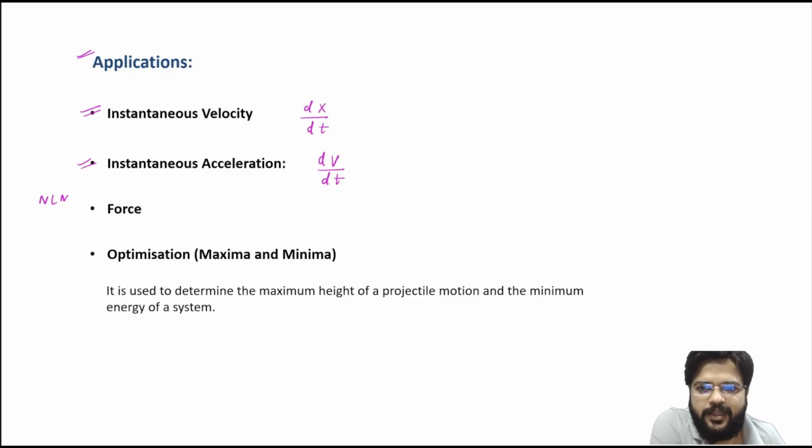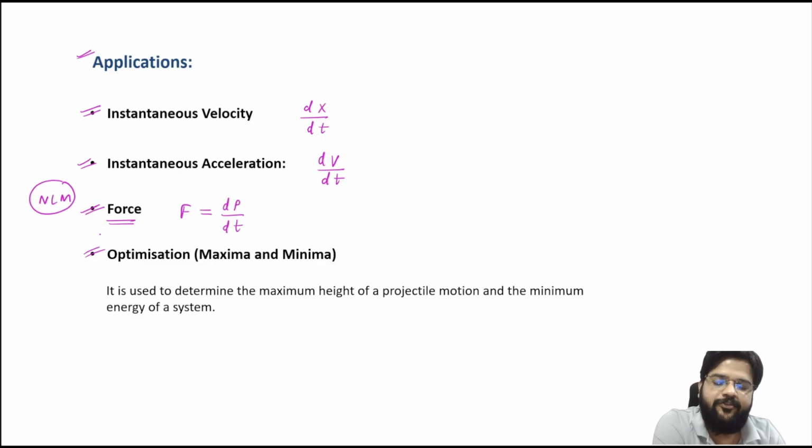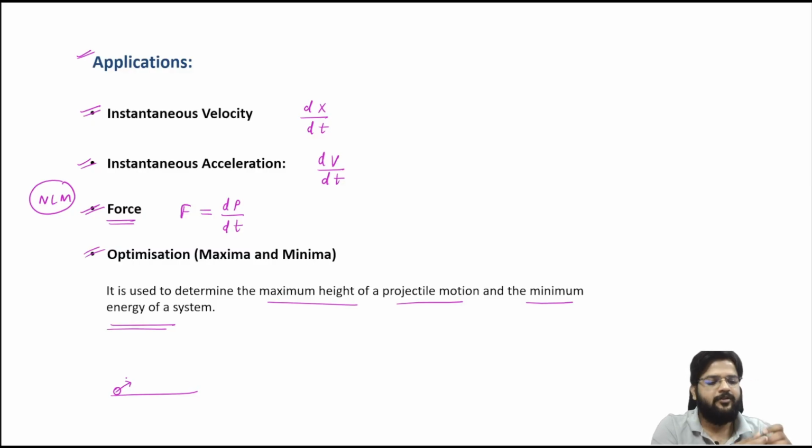Now in the NLM chapter, Newton's laws of motion, we will discuss force. So force is equal to dp by dt, the rate of change of momentum. So here again we are using differentiation, correct? And if you want to optimize, in optimization also we are using differentiation. For example, it is used to determine the maximum height in projectile motion and the minimum energy of the system, correct?